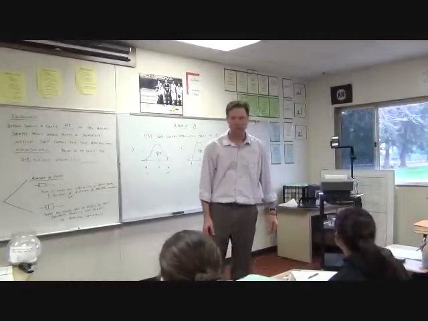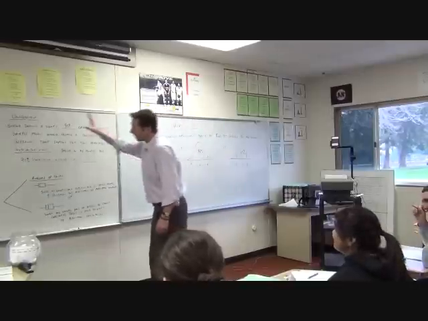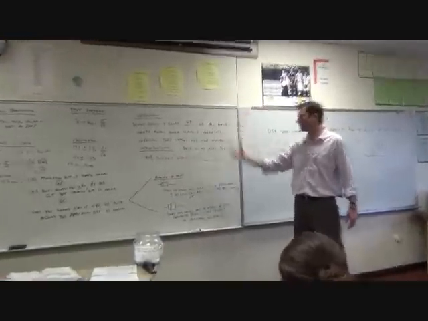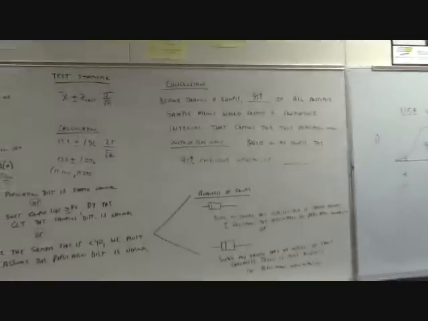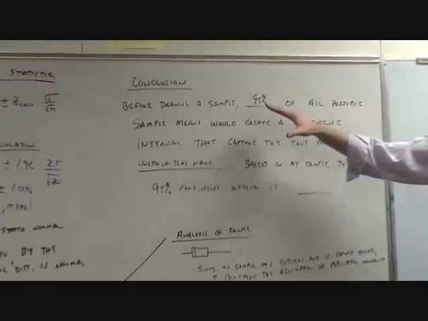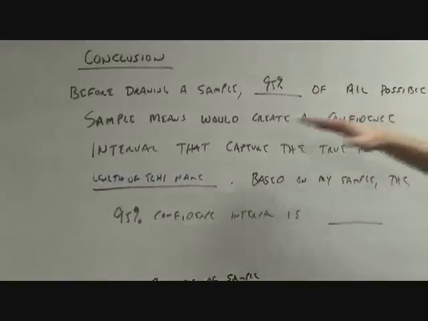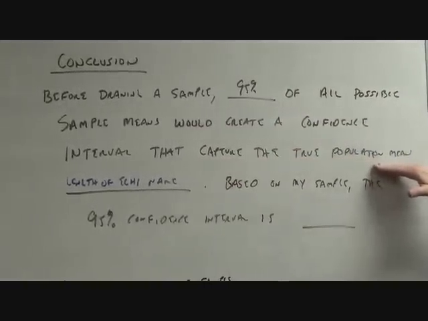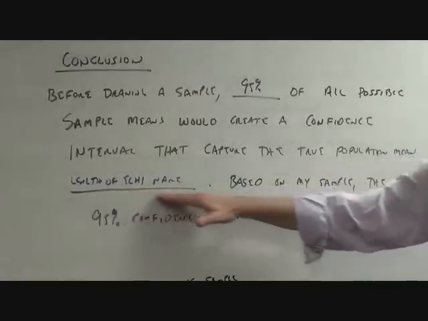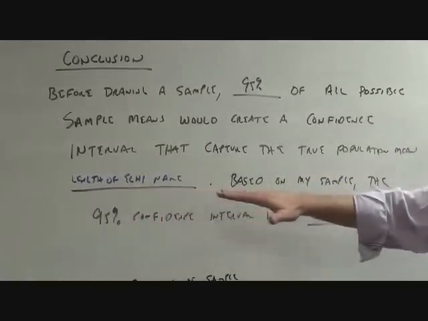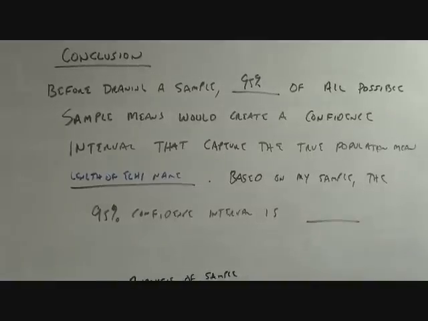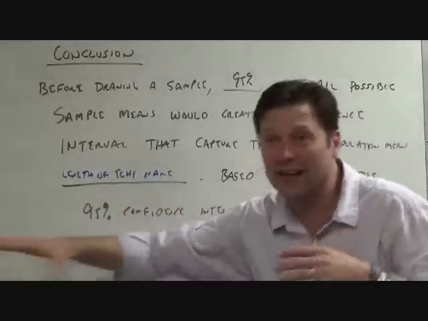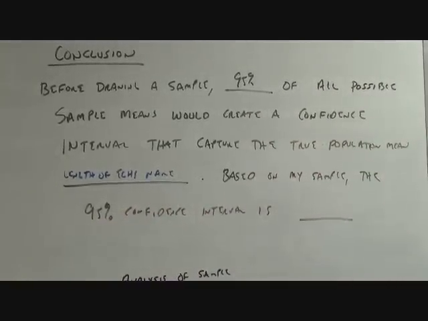All right, now we write it up. I've already changed the wording. I change the wording every single time I do this. So, before drawing the sample, 95% of all the possible sample means would create a confidence interval that captures the true population mean length of Elk Grove High School names. Is that sentence okay? Does that make sense now? 95% of those blue guys would create an interval that's going to capture the true population mean.